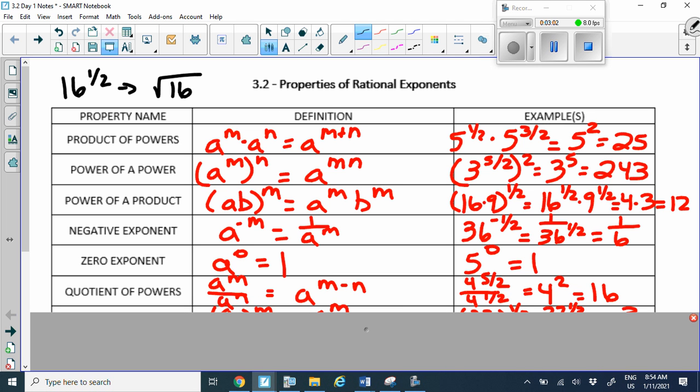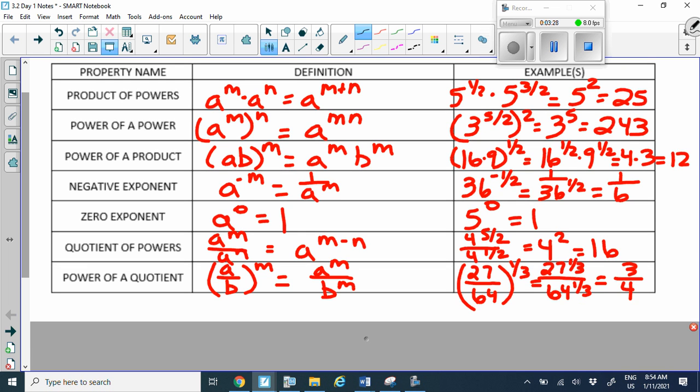Okay, next is our quotient of powers. So we have the same base and we're dividing, we subtract the exponents. So here we have 4 to the 5/2 over 4 to the 1/2. So keep your base exactly the same. We're going to do 5/2 minus 1/2. So notice they have the same denominator. That means we're only going to subtract the numerators. So 5 minus 1 gives us 4. 4/2 simplified is 2. 4 squared gives us 16.